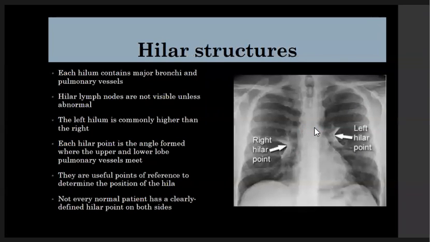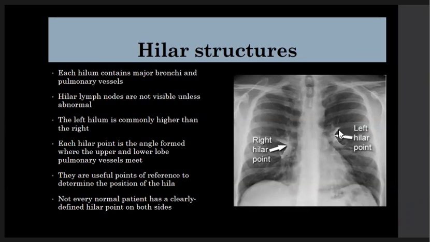Hilar structure, each hilum contains major bronchi and pulmonary vessels. Hilar lymph nodes are not visible unless they are abnormal. And this is the left hilum. This is the left hilum here. It is commonly higher than the right hilum.